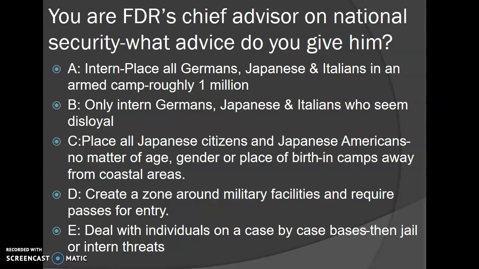All right, B and E, I'm going to take as the pro and cons together here. If you only intern people who are threats, or you investigate people and deal with them individually, there's another problem here, right? We know there were Japanese spies in Honolulu, right? We knew that there were Japanese aiding them with Pearl Harbor. We know that a Japanese submarine came off the coast of California. And there was that one terrorist attack they mentioned in the reading.